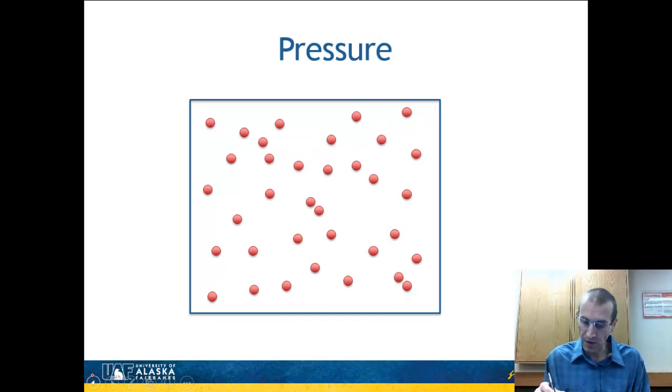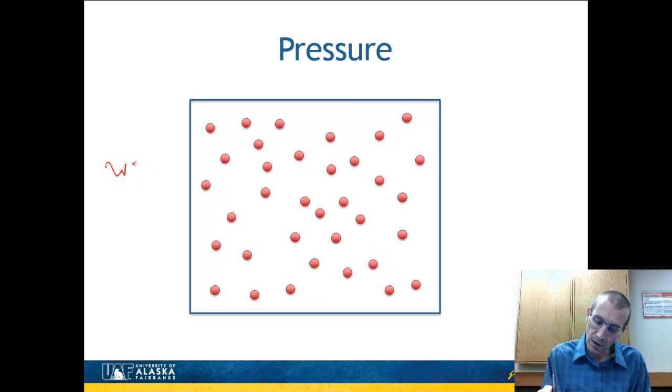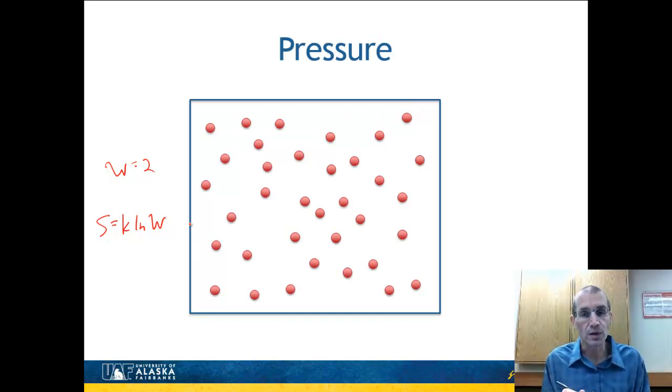You want to think of this as one value of W. This would be W equal to 1. Now W is equal to 2. I would need to come up with all the different configurations that I can take, and then to find out what the total entropy is, it would end up being k ln W. Now, W would be pretty large. It depends on how much space I have in here and how many molecules I have.